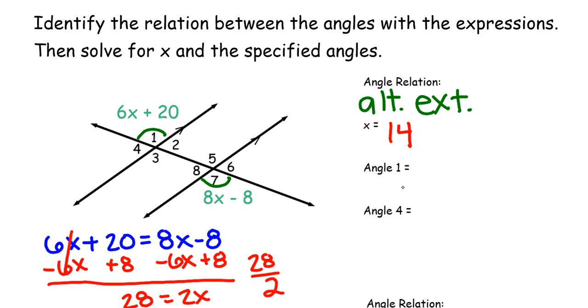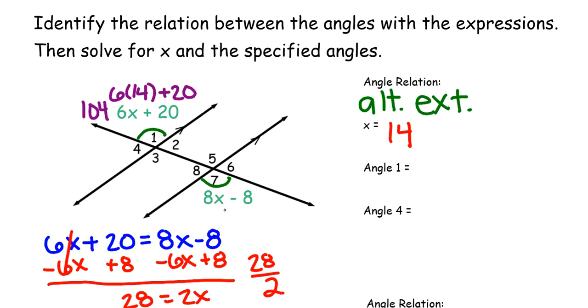All right, so it's asking for angle 1, so remember we can travel back to this angle. We have 6 times 14 plus 20. And if you need to, you're welcome to grab your calculator. 6 times 14 plus 20 gets me 104.